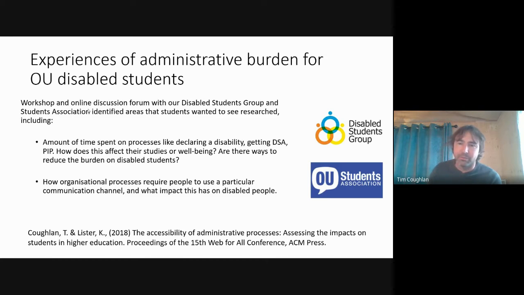And another thing they were pointing us towards was the idea that there's only one communications channel that they can use. So if you imagine a deaf student, there may be a scenario where the only way to get help is to call someone or have a phone conversation. So then actually what they need to do is ask someone to do that on their behalf. So there's all sorts of barriers there around offering different ways of communicating that, again, we thought was an interesting challenge and something people really wanted us to look at in the university.